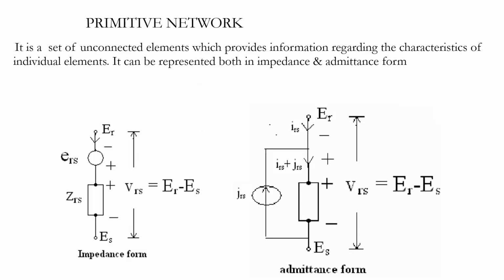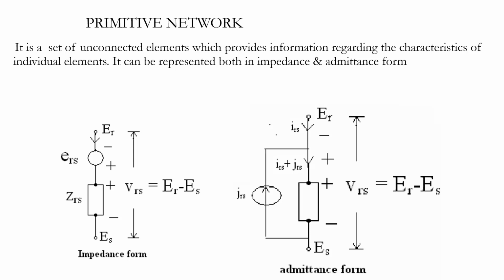We'll see the primitive network. It is a set of unconnected elements which provides information regarding the characteristics of individual elements. It can be represented both in impedance and admittance form.